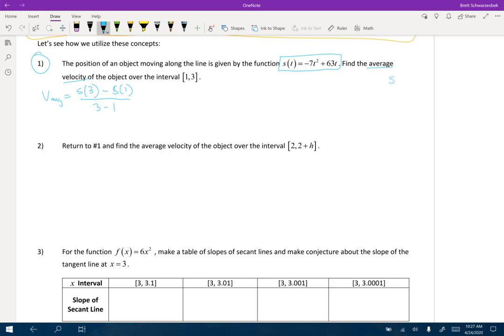For example, we're going to need to know what S of 1 is. So what is S of 1? Well, we're going to put 1 in here. So how do we do that? Negative 7 times 1 squared plus 63 times 1. What do we get? We get 56.